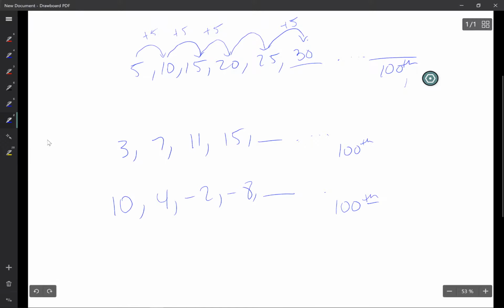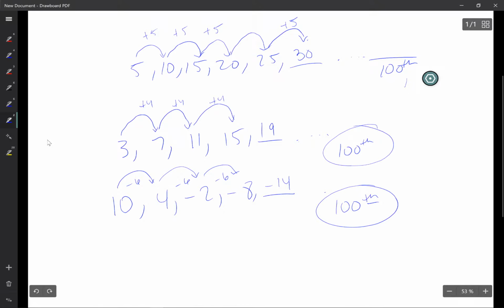Here's another arithmetic sequence. Look what's happening here: plus 4, plus 4, plus 4. The next number would be plus 4 more, so it'd be 19. Look at this one: down 6, down 6, down 6. It's going minus 6 each time, so what is that? Negative 14. But like I said, we're really going to be talking about what's the 100th number or what's the 28th number, stuff like that.